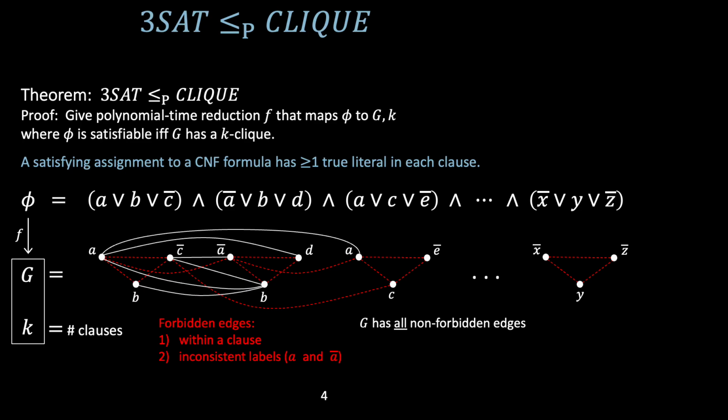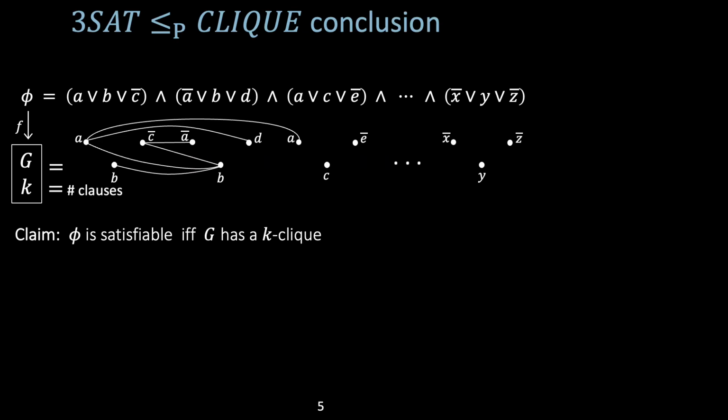Looking at the graph G, if I am looking for a K clique and there are K clauses in phi from where I started, I really just want one of those nodes to be true, and that will be the node that I'm going to include in my K clique. So the claim is phi is satisfiable if and only if G has a K clique. Since this is a biconditional, we have to do the forward direction and the backwards direction. The forwards direction is: take any satisfying assignment to phi. That's going to be the true literal in each clause.